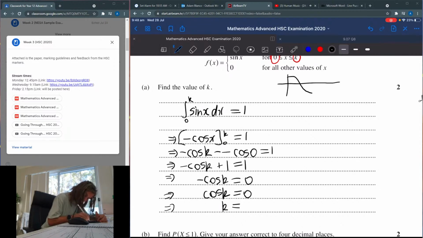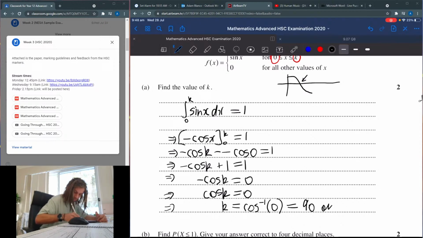Cos looks like this, so I'm looking for that value there. You can just literally go like this, and you'll get that it's 90 or pi on 2. But if you know what the graph looks like, then you'll know that that's 90 or pi on 2.